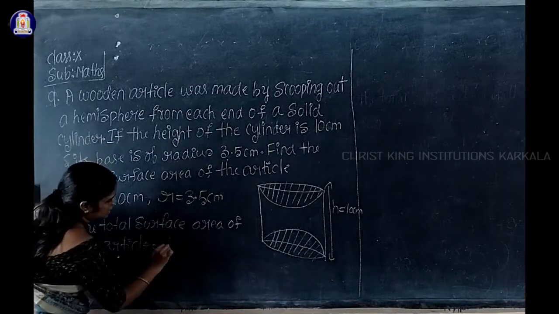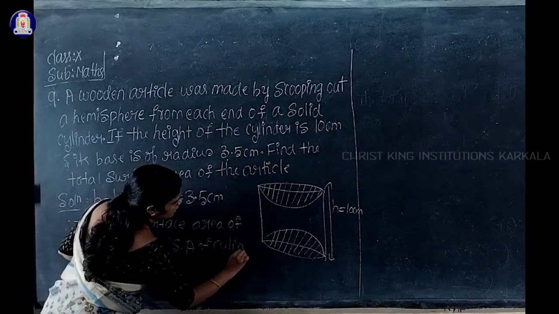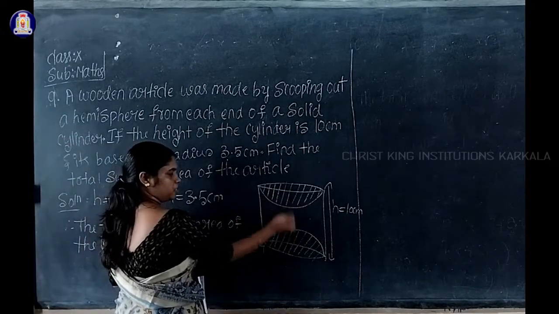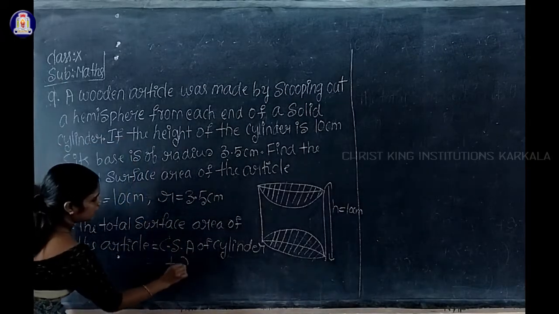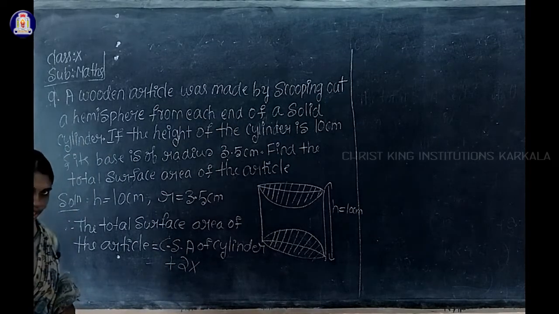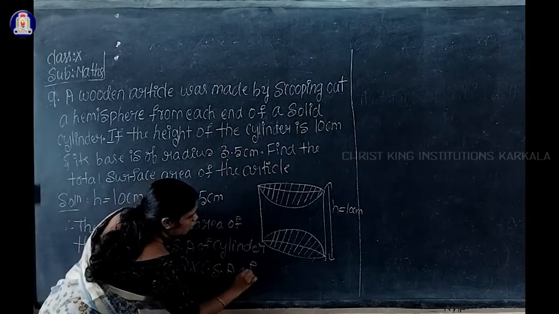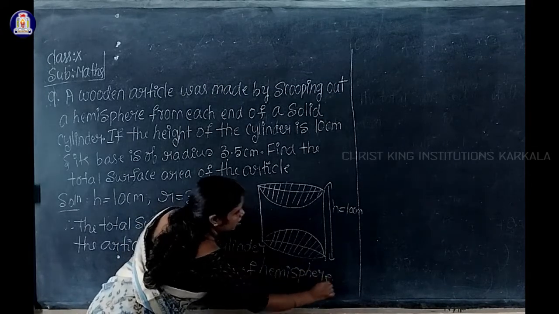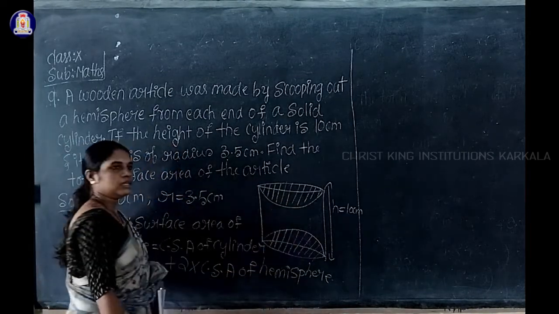CSA of cylinder, plus what is this? Hemisphere, isn't it? How many hemispheres? 2 hemispheres. So 2 into CSA, only curved portion, 2 into CSA of hemisphere. This is the formula. Since there are 2 hemispheres, I'll take 2 into hemisphere.